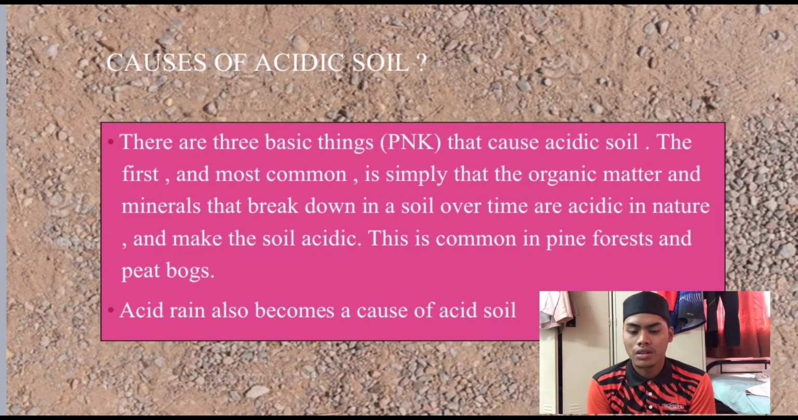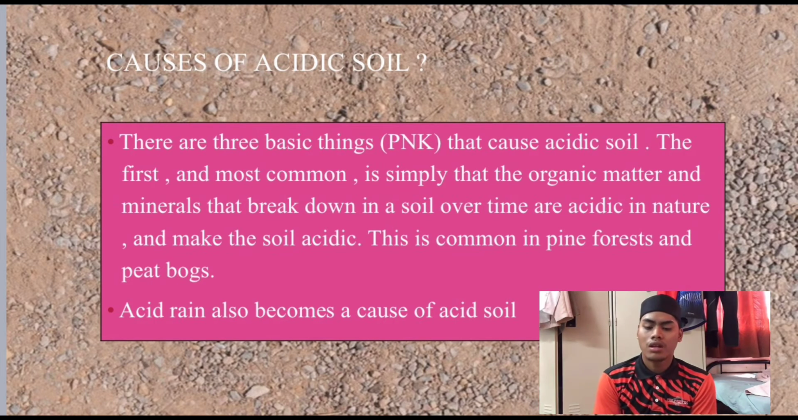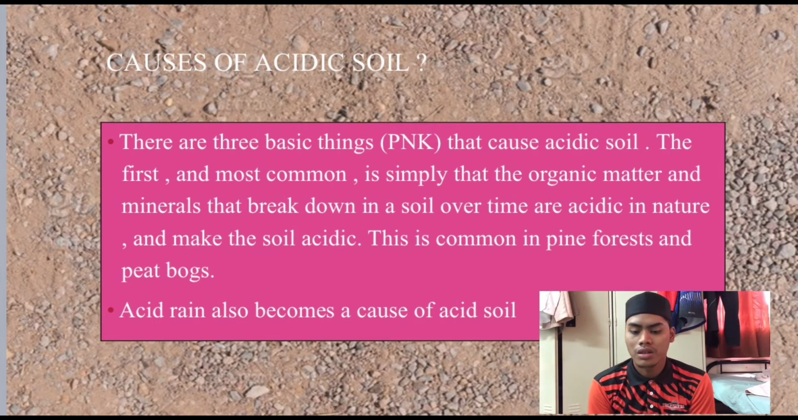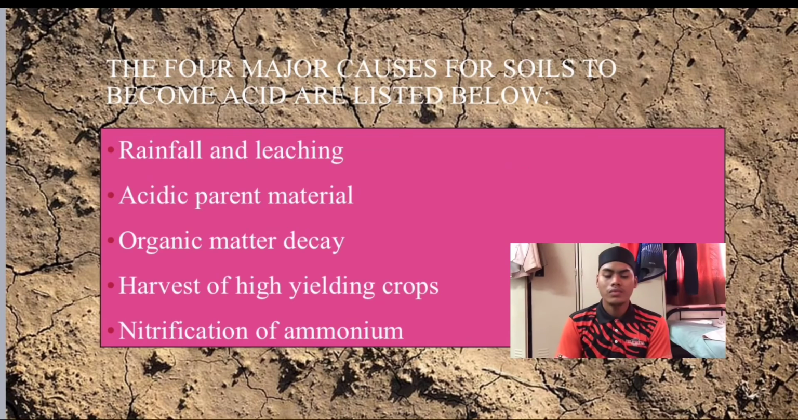The first and most common is that organic matter and minerals that break down in the soil over time are acidic in nature and make the soil acidic. This is common in pine forests and peat bogs. Also, acid rain becomes a cause of acid soil.